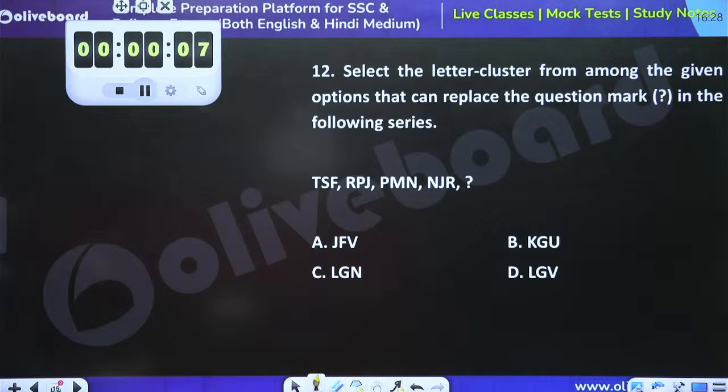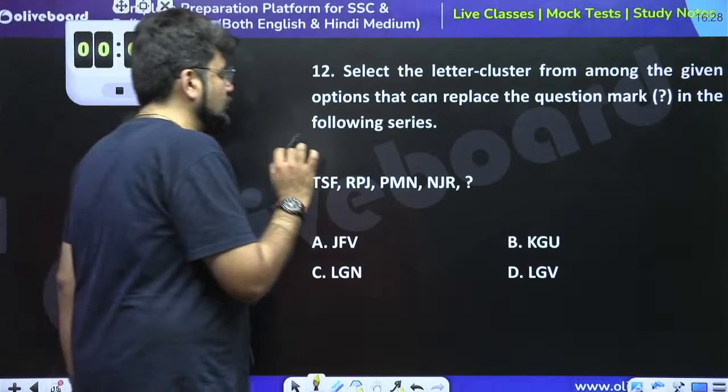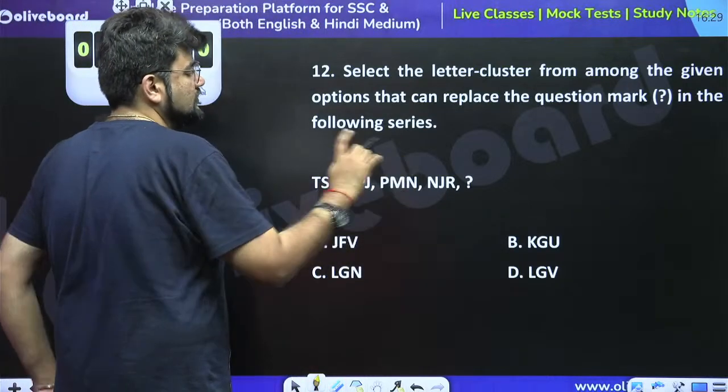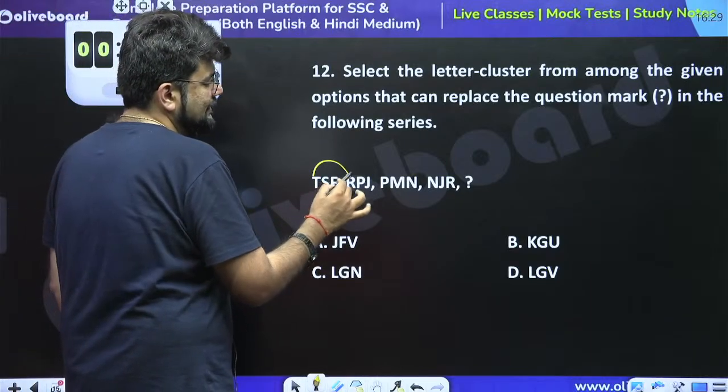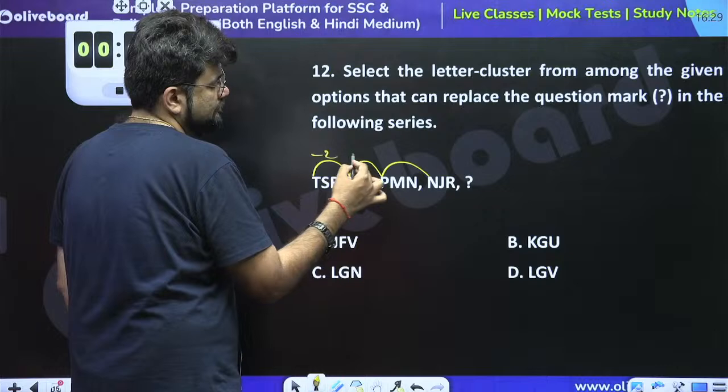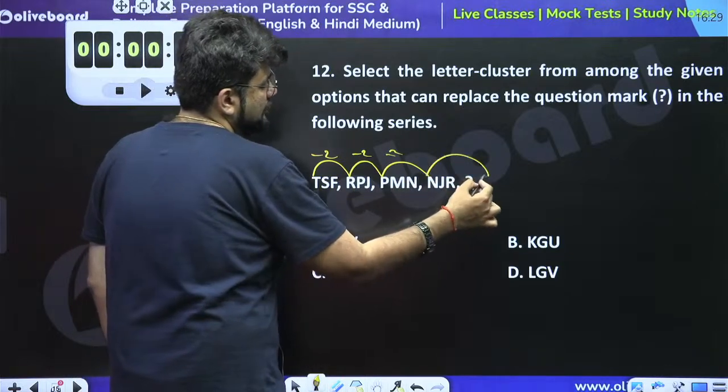Good. Everybody is giving the same answer. Let's check. I believe mostly that's the right answer. So again, I've told you multiple times, letter cluster series, 99% check for corresponding places. So 20, 18, 16, 14, minus 2. So 12 will be your next answer.